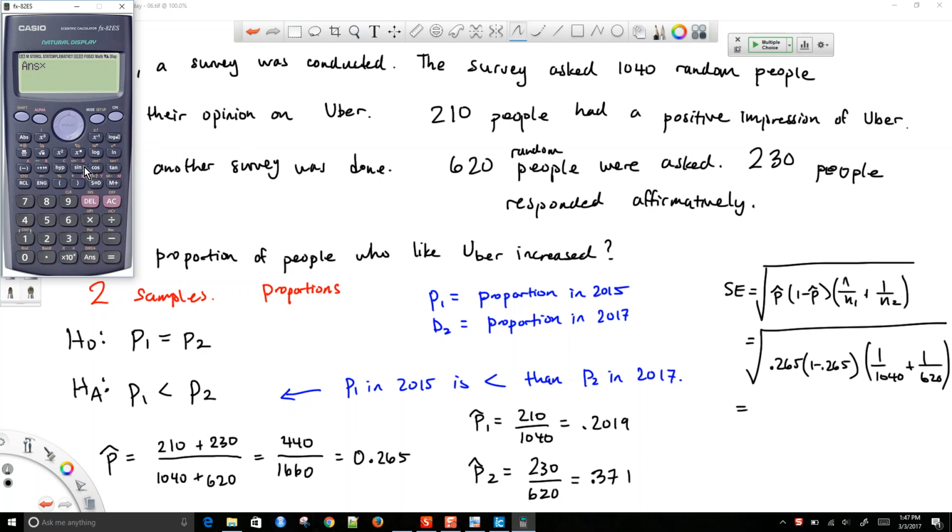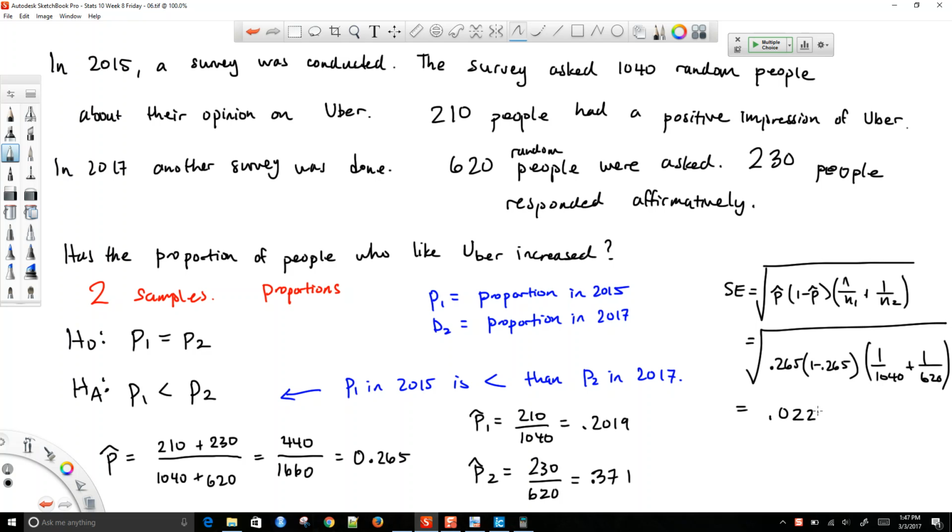I'm going to do answer times, parentheses, 1 minus the answer, times, parentheses, 1 divided by 1040 plus 1 divided by 620. And then I'll take the square root of that value. I get a standard error of 0.02239, about 0.0224. This is my standard error.